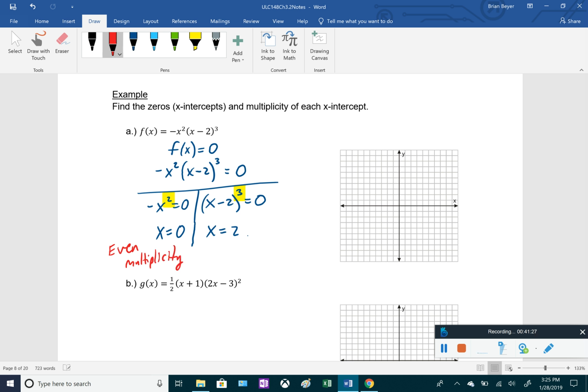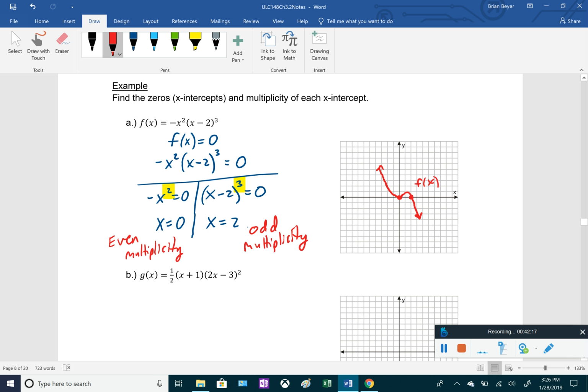That means at that x-intercept, it's going to touch the x-axis and turn back. For x equals 2, we had a 3 as the exponent, which is an odd number. So this has odd multiplicity, which means it's going to completely cut through the x-axis at x equals 2. So we have x equals 0, x equals 2. Could also consider end behavior here, and we could graph it pretty accurately. So it's going to touch 0, turn around, and then it has to cut through at x equals 2. So it would look something like that. Okay, so that's what multiplicity means. It's determining what the behavior is at the x-intercept.